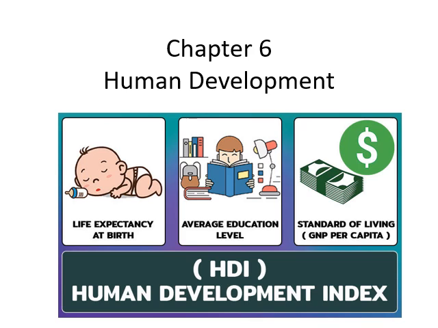Okay, so what does this index have in it? Well, I'll expand on it a little bit more. It looks at health, education, and standard of living measured monetarily. So that would be life expectancy at birth, and then average education level. It actually looks at two different averages. And then we look at the standard of living measured by the gross national product per capita.